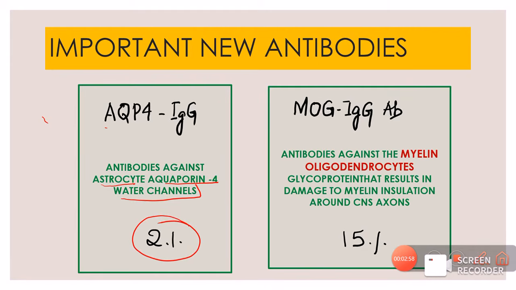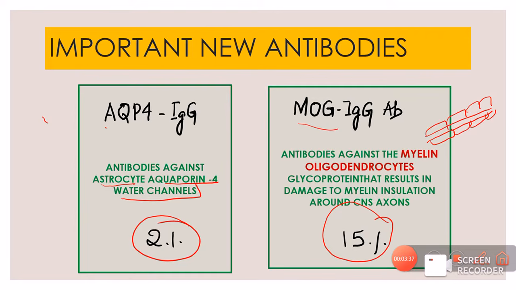Now the second type of antibody which is important for us to know is the MOG IgG antibody, that is the myelin oligodendrocyte glycoprotein antibody, which is an antibody against the oligodendrocyte glycoproteins that will result finally in damage to the myelin insulation. As I told you, if these are the axons and around them we have the myelin sheath, this myelin sheath is formed by the oligodendrocytes, and if you have antibodies which are directly attacking these oligodendrocytes, then those are called the MOG IgG antibodies, and the association is 15%, right?